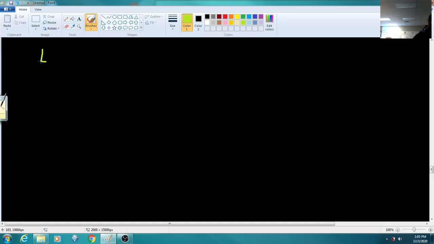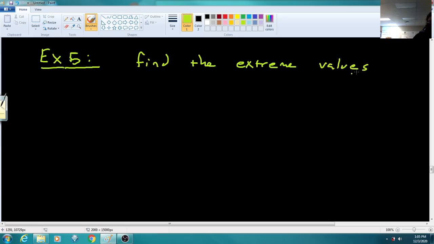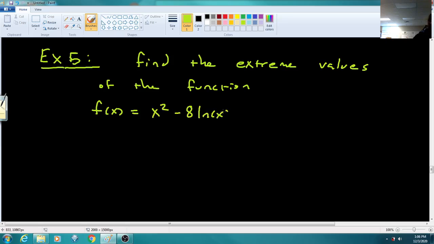Okay, next example. This is example 5. We want to find the extreme values, which is another way of asking us to find the max and min, of the function f of x equals x squared minus 8 natural log of x on the interval 1 up to 4.